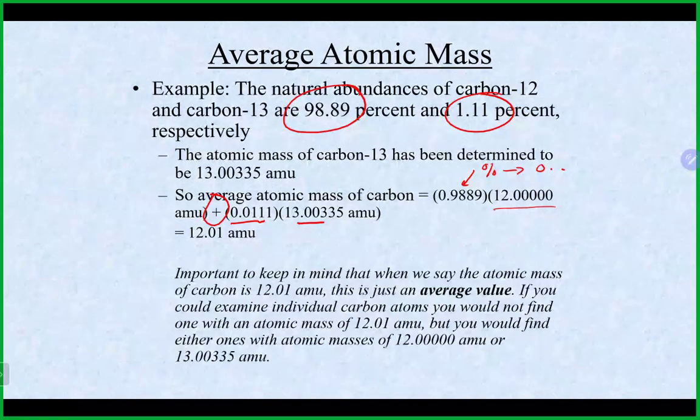Now, it's important to remember that you would never really find a carbon atom that has a mass of 12.01. You would either find a carbon atom that's the carbon-12 isotope that has a mass of 12, or the carbon-13 isotope that has a mass of 13 and change. But what we use on the periodic table is the average atomic mass of each of those.